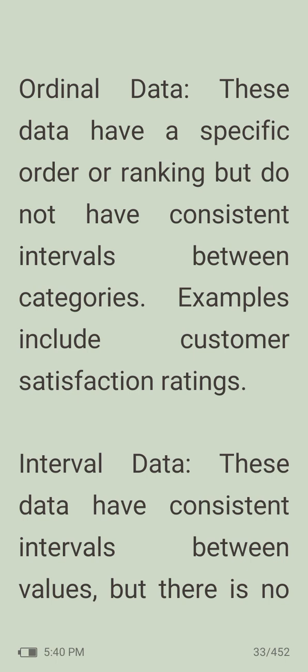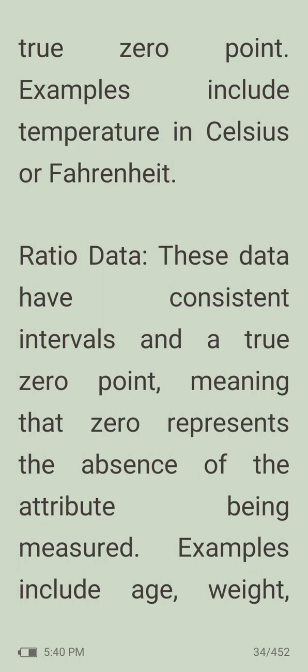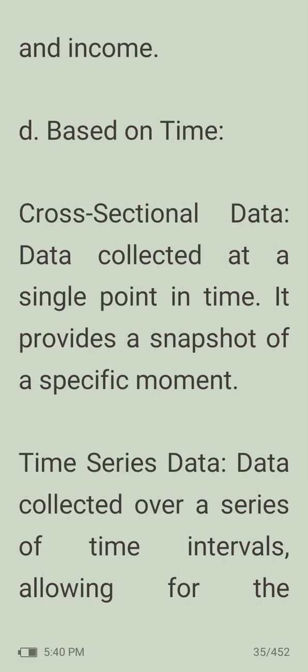Interval data. This data has consistent intervals between values but there is no true 0 point. Examples include temperature in Celsius or Fahrenheit. Ratio data. This data has consistent intervals and a true 0 point, meaning the 0 represents the absence of the attribute being measured. Examples include age, weight, and income.